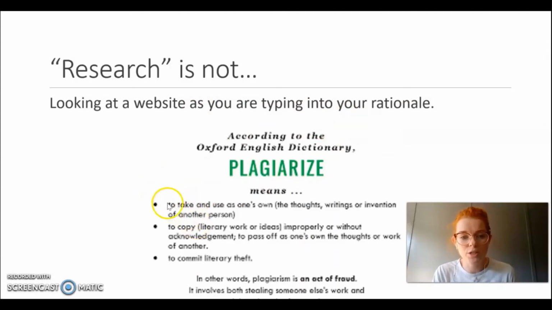So just to remind you, plagiarism is to take and use someone else's thoughts or to copy someone else's ideas improperly, and it's an act of fraud. Okay?